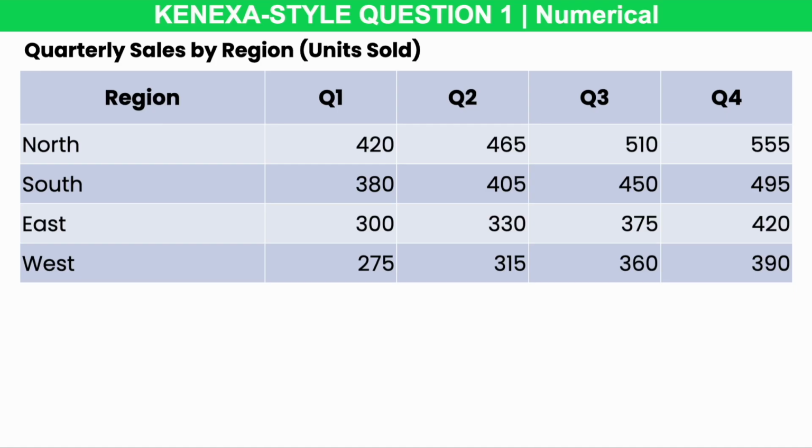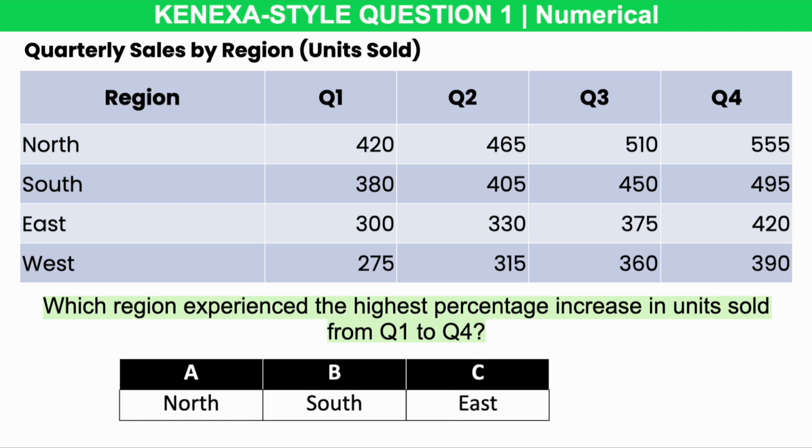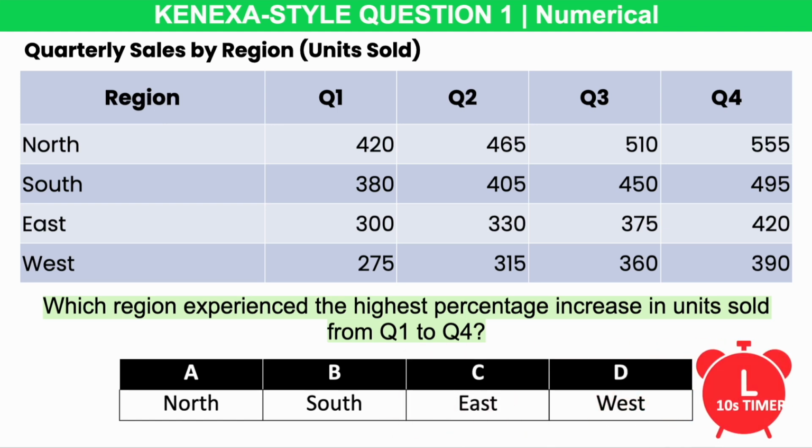So here is the question that's associated with this table of data. Which region experienced the highest percentage increase in units sold from Q1 to Q4? Is it A, North, B, South, C, East, or D, West? I'm going to give you 10 seconds to answer this question. If you need more time, simply pause the video. Focus on getting the question correct first, then work on your speed as we go along. Your 10 seconds starts now.